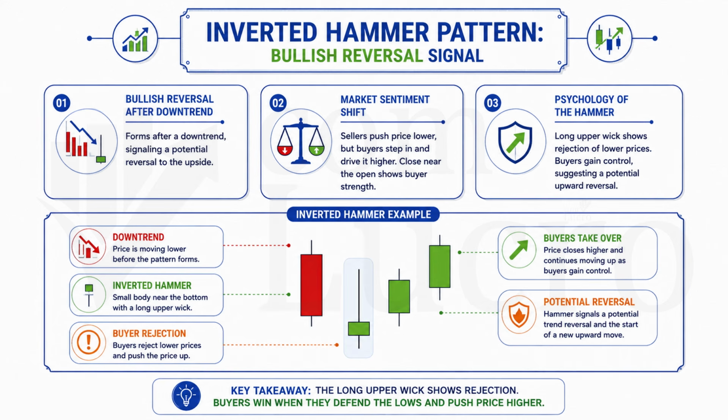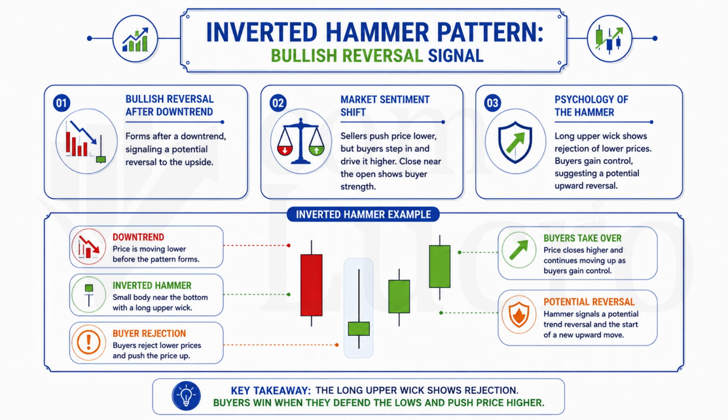Sellers start in control, but buyers make a strong push higher, enough to create that long upper wick. Even though price closes near the open, the bullish effort shows buyers fighting back and testing higher levels, which can signal a weakening downtrend and a possible reversal.